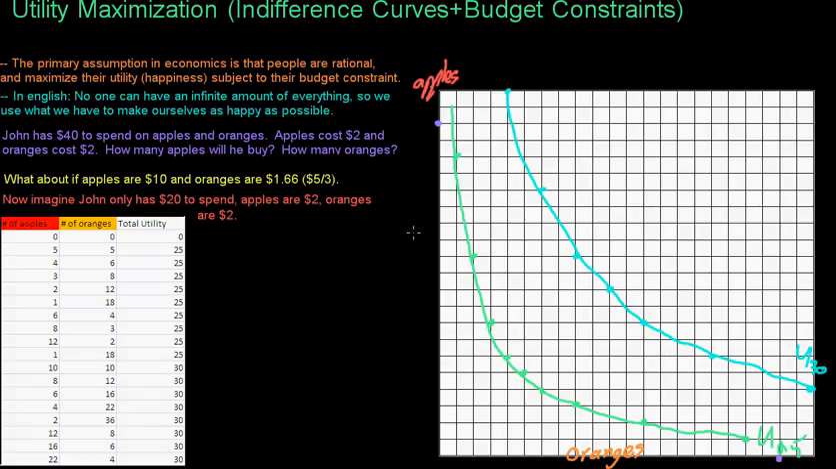So I tried to take this out of economics speak and into English that most people would understand. The best that I could do is that no one has an infinite amount of everything. We know that. That's just how life is. So we use what we have to make ourselves as happy as possible. As happy as possible is that we maximize our utility, and use what we have is that we are subject to a budget constraint, so we can't have everything.